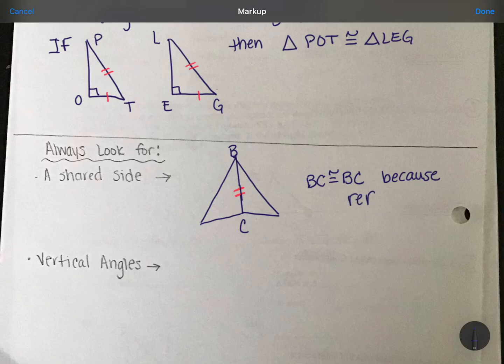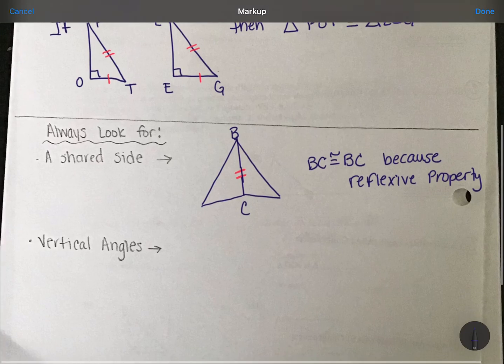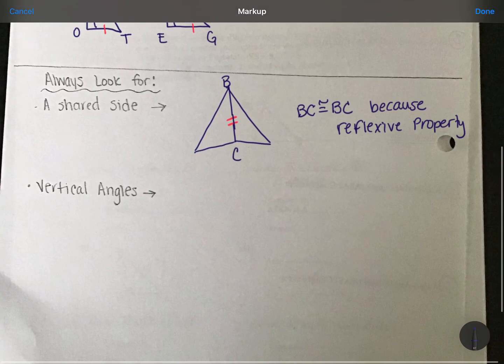And that is because there's a reason for that. It's called the reflexive property. Very important, we use it a lot. So BC is congruent to itself because of the reflexive property. When we start writing proofs, you're going to need to know the reason that they're congruent is because of the reflexive property. And so we're able to legally mark that because it's a shared side.